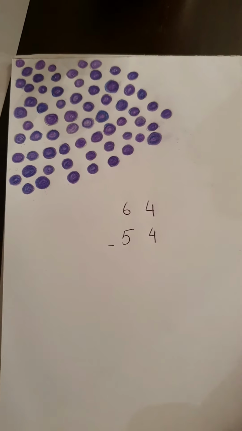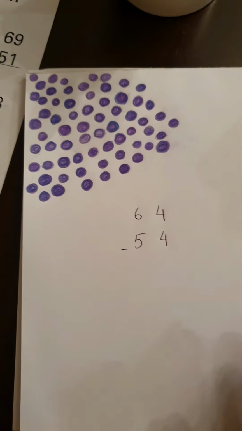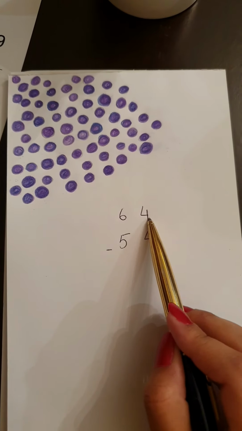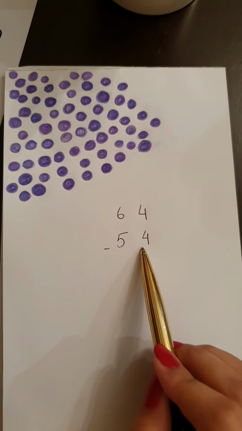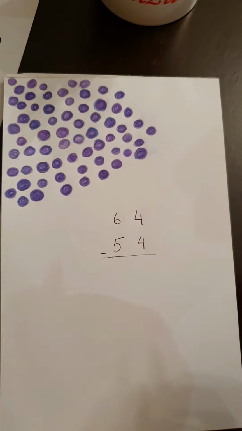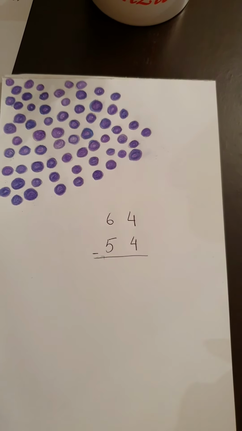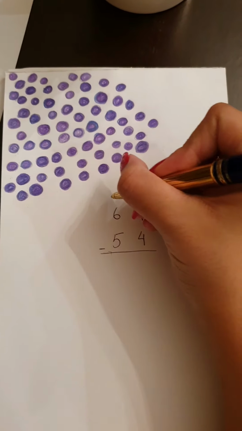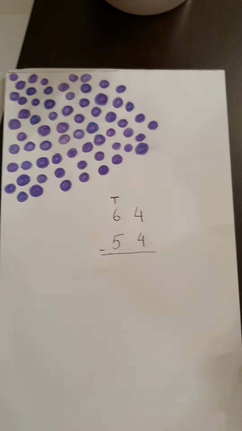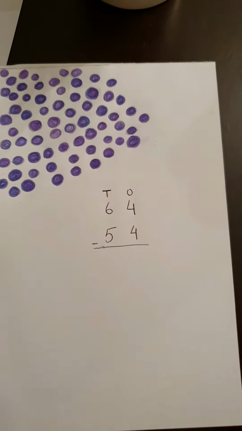So how will I find the difference? When I'm going to subtract, right? Okay, so I have 64 written over here, and then I have a subtraction sign, and then I wrote 54. Now guys, this is a 2-digit subtraction. So what will we do? First, we're gonna make our ones and tens column. So on the left side, we have tens column, and on the right side, we have ones column.